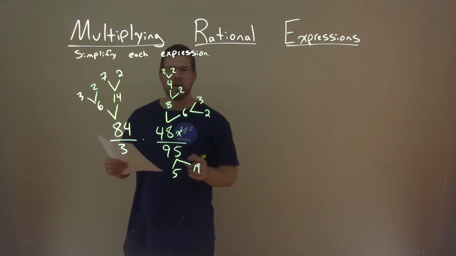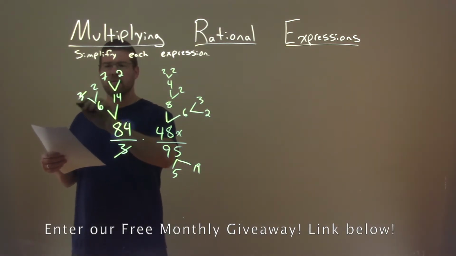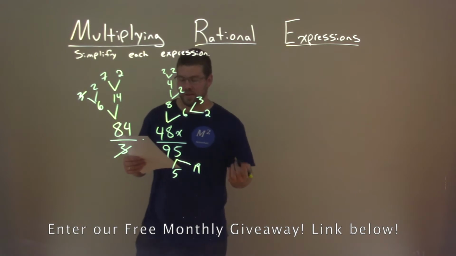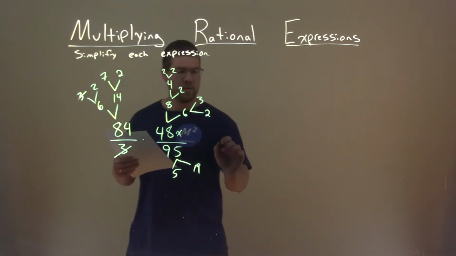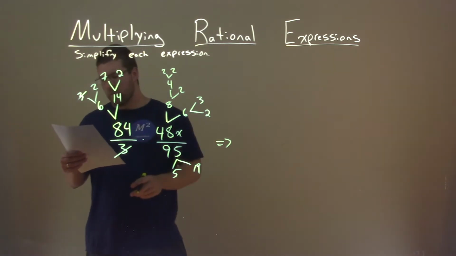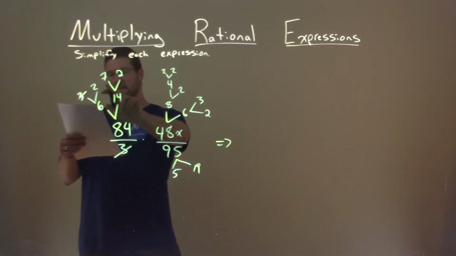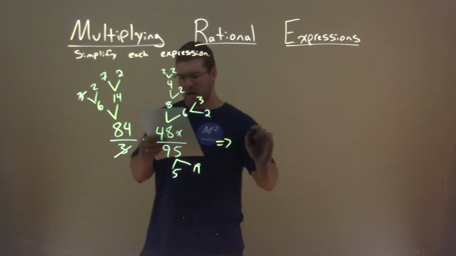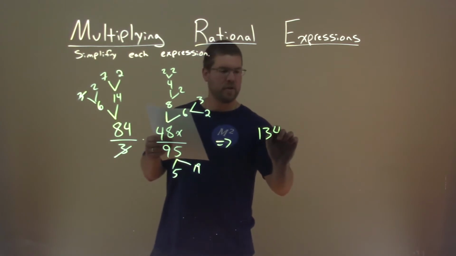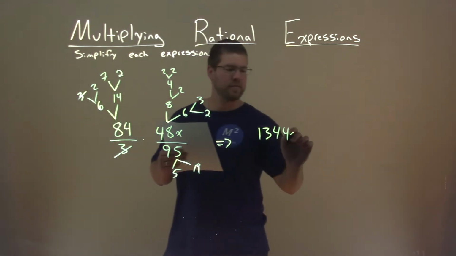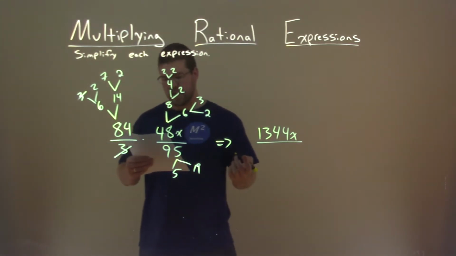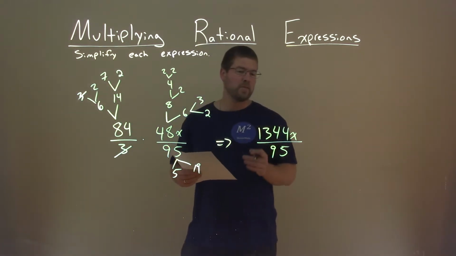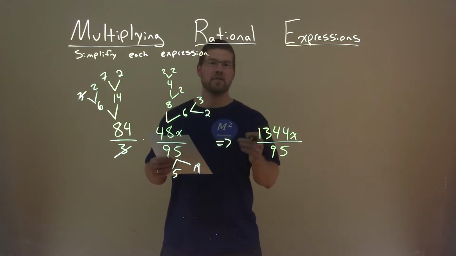All right. So let's cancel where we can. 3's cancel right here. Is there 5 in the denominator and the numerator? No, and that's basically it. Nothing else really cancels. So let's multiply the numerator out. 2 times 7 times 2 times 2 times 2 times 2 times 3 times 2, or 48, comes out to be 1,344. Don't forget that x. Divided by just 95, 5 times 19. We didn't cancel anything out there, so 95. And so 1,344x divided by 95 is our final answer.